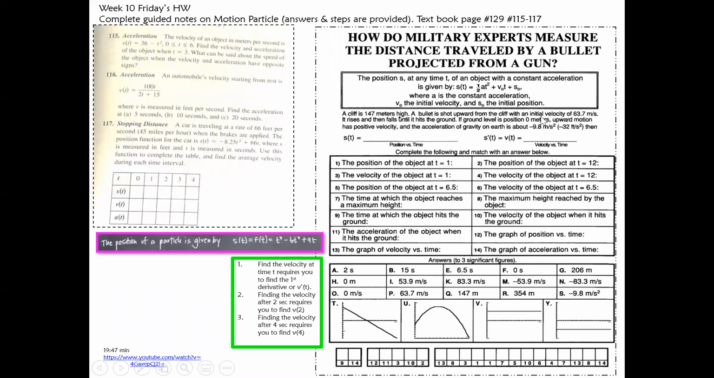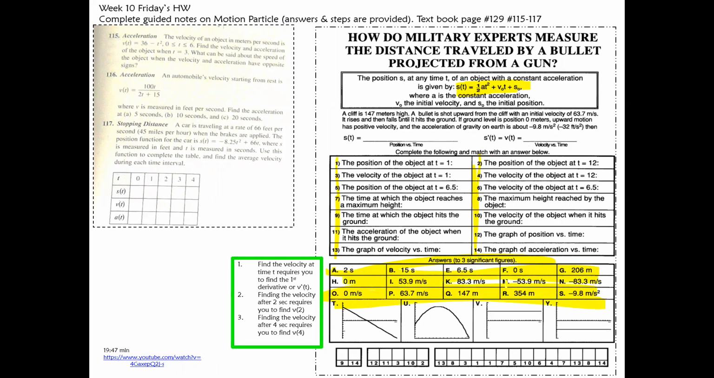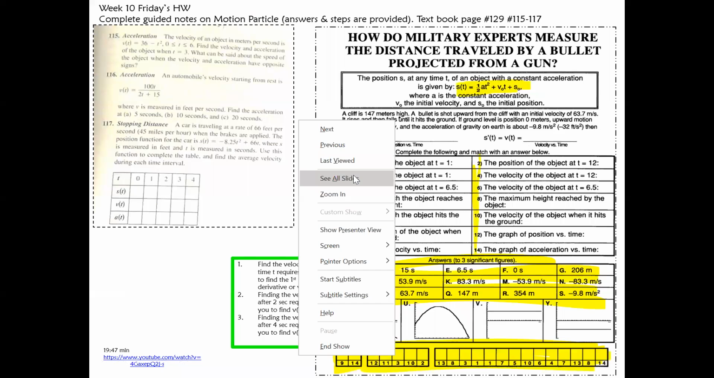All right. Okay, so after that, what I want you guys to focus on now is how does a military expert measure the distance traveled by a bullet projected from a gun? So if you look at this right here, this is your equation, okay? And you are going to answer the following 14 questions. And then from that, your answers are right here in the letters. And when you finish this, make sure you put the letters here to answer the riddle for this. So those three parts are what you should be doing for week 11, Monday.